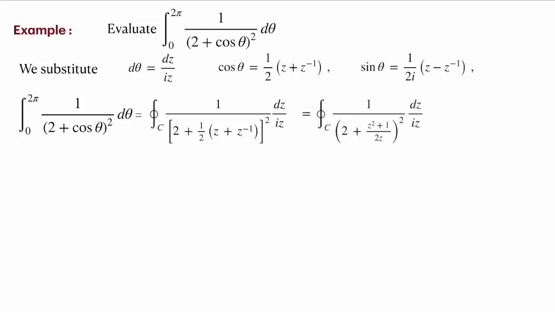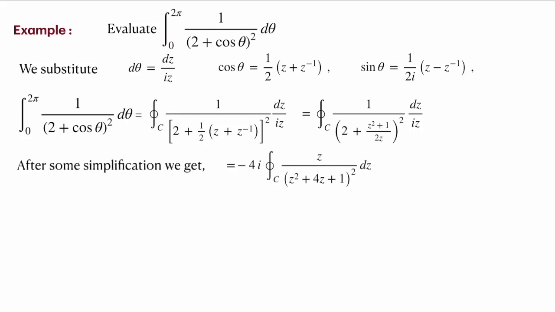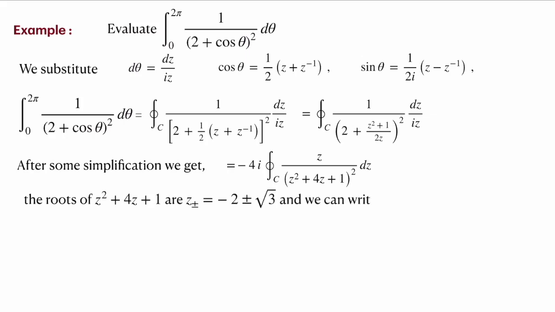So we can do a bit of simplification and rewrite this as a contour integral over the contour C of 1 by 2 plus z square plus 1 divided by 2z, whole square, into dz divided by i z. We can rewrite that as minus 4i times the contour integral over contour C of z by z square plus 4z plus 1 square dz. Now we have to see where the singularities of this function are.